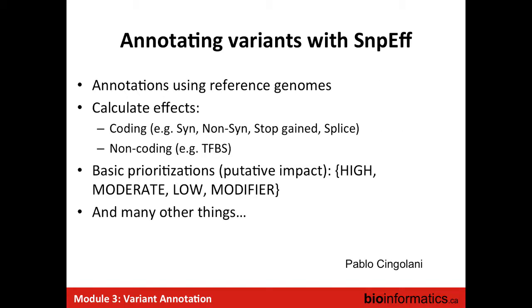So the tool and the approach that we'll be using in the practical is a tool that was developed by Pablo Cingolani, who used to work at the Genome Center, but is a tool that's really well integrated with GATK and is used quite heavily. Using SnpEff, you can annotate using a reference genome. You can calculate the effects of a coding mutation, what type of effect it has, and then it has a basic prioritization into potentially high, moderate or low impact on the gene where it's detected. We'll go over that in more detail in the practical.